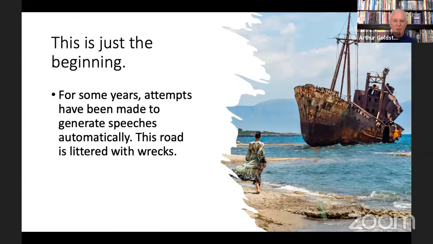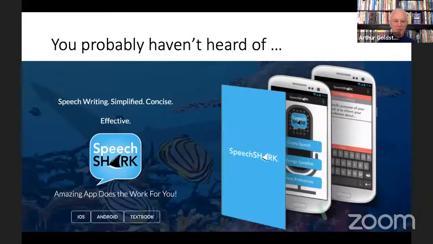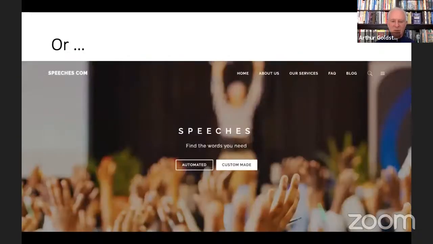So, for example, there have been many attempts to assist people in generating speeches. And we have these examples. Speech Shark, an amazing app that does the work for you. And as I mentioned here, you probably haven't heard of it. Why? Because it died a terrible death. And speeches.com, find the word you need, automated, custom made, also died a terrible death.